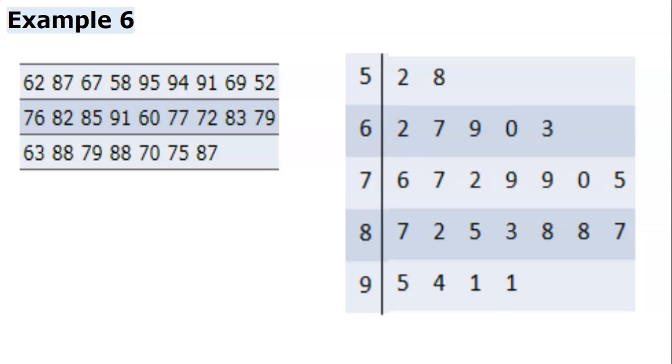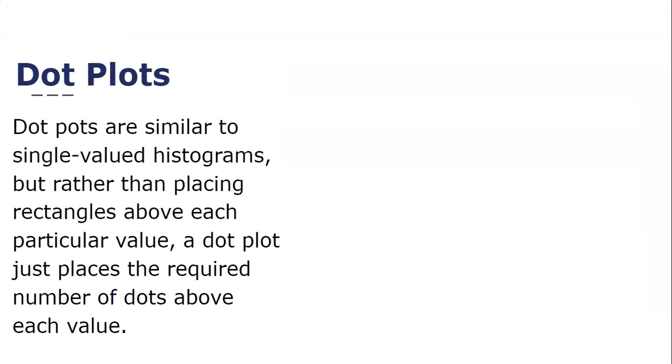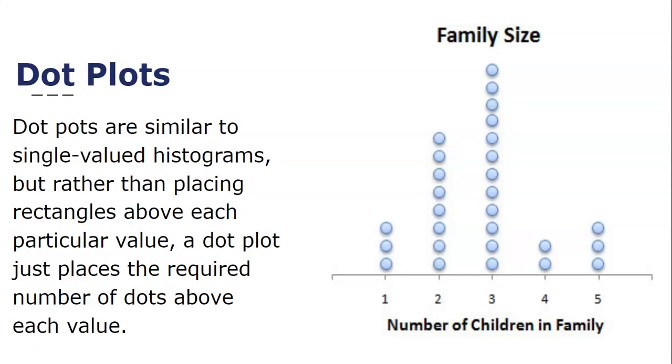Now here's the last of the popular graphs, the dot plot. Dot plots are similar to single-valued histograms, but rather than placing rectangles above each particular value, a dot plot just places the required number of dots above each value. Looking at our example again with the number of children, the plot would look something like this.